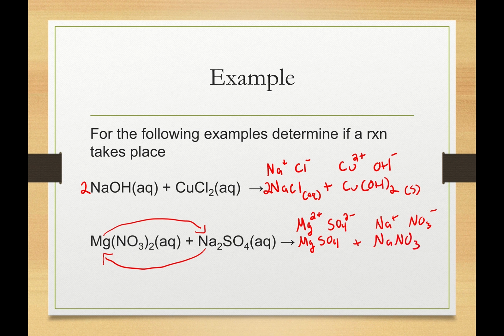Lastly, we must check the solubility rules. We see that magnesium sulfate is a soluble product. Same thing applies to sodium nitrate. Because we've essentially made two soluble aqueous products, this reaction actually would not take place, and the correct way to represent this reaction is with an NR to signify no reaction.